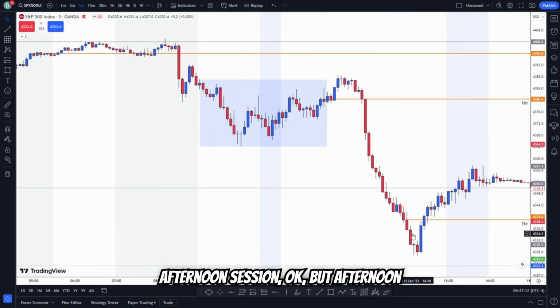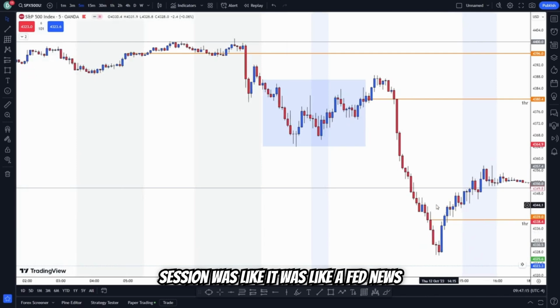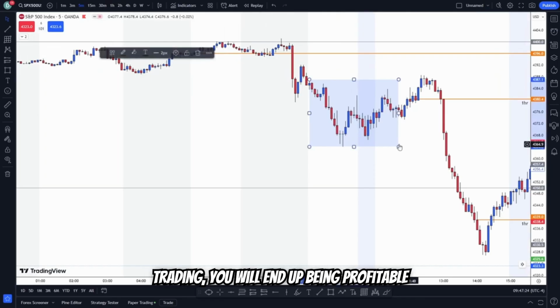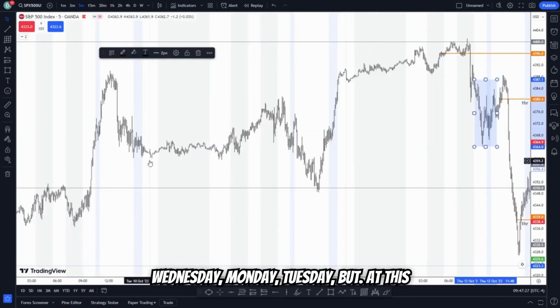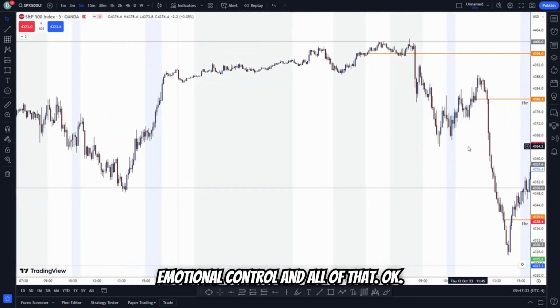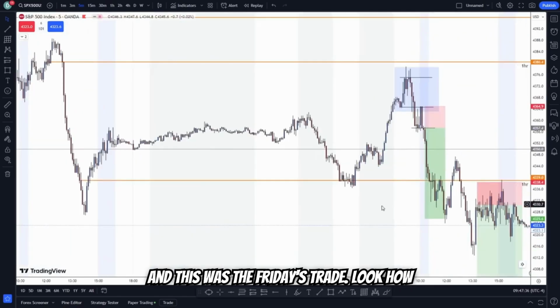You can go into the afternoon session, but the afternoon session was like a Fed news day or something. People will lose their money in this, and if you can avoid this type of day in your trading, you will end up being profitable, because you are making profit on Monday, Tuesday, Wednesday. But in this type of market condition, it will take all of your profits if you don't have emotional control and all of that. And this was Friday's trade.